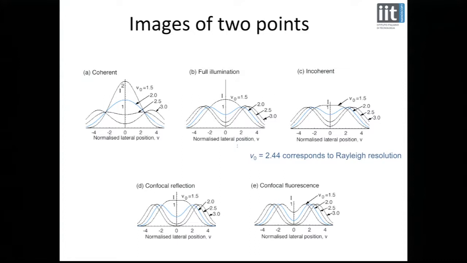Now I'm giving confocal reflection and confocal fluorescence as well. So this blue one, as I described before, is pretty close to the Rayleigh separation. Remember we said that here the two points are resolved, and here they're certainly not resolved. This is in confocal reflection, and this is in confocal fluorescence. You see that the size of this dip gets very pronounced, especially in the confocal fluorescence case. So we can see that the imaging of two points is better in the confocal system.